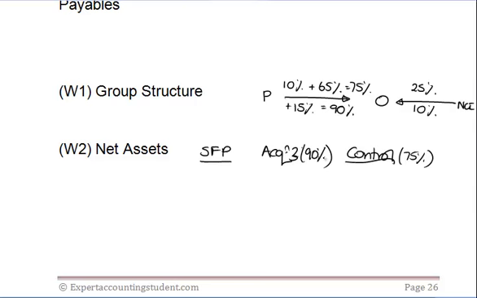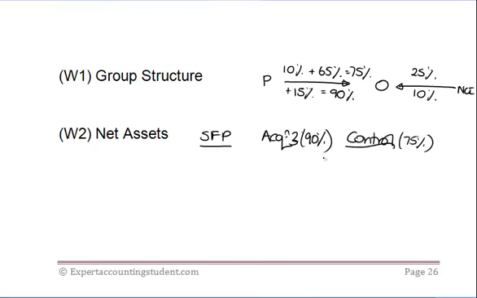What I'm trying to do is get a picture in my head of the relationship within the group, and that's why I always have a group structure diagram, because it helps me to build that picture in my head as to the nature of the adjustments. Having established that, I'm now going to work my way through the question line by line. So the first thing that I have is PPE, and I've seen that this is going to be adjusted for some fair value items, but we start off with a figure of 180,000.